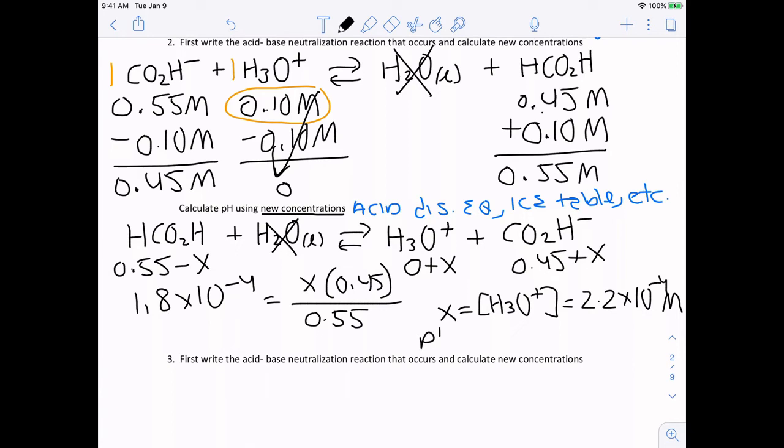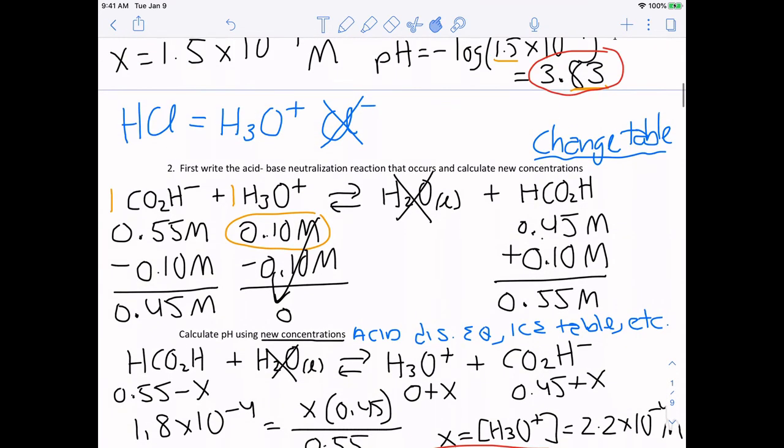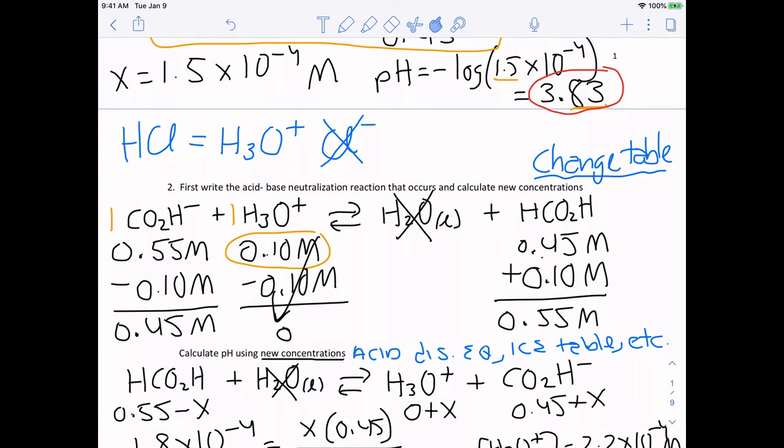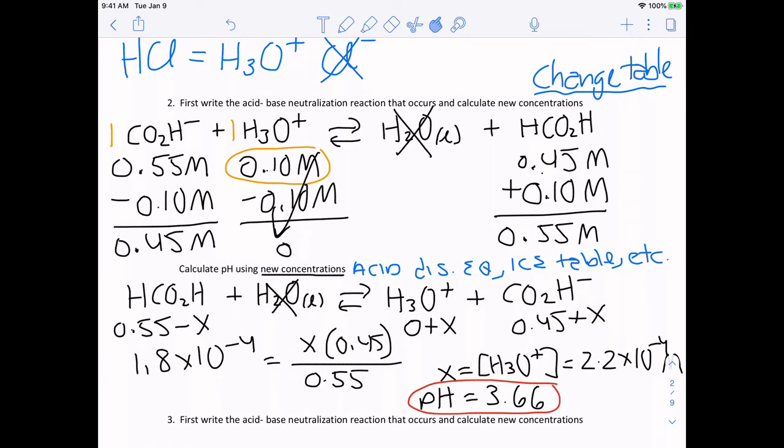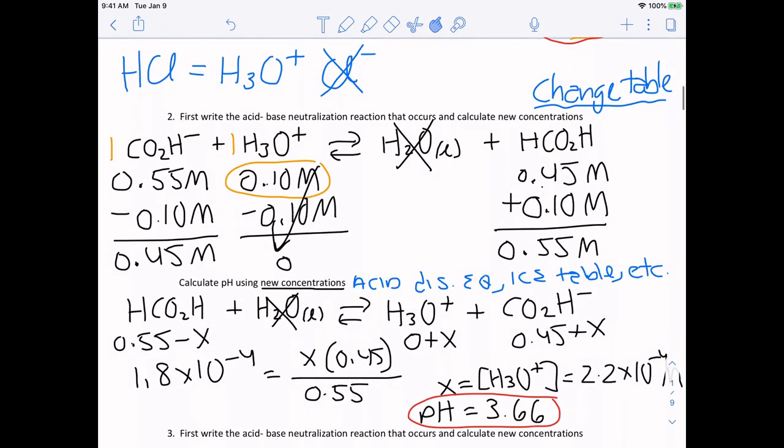pH would be the negative log of that. So negative log. Make sure you use log base 10 and not natural log. And I get 3.66. So if I compare that number to what my pH was before we added acid to it, 3.83, it did go down a little bit, which we expect because we're adding acid, right? My pH is smaller as my hydronium ions increase. So my pH went down, but not a lot, just a little bit. So our buffer's working.